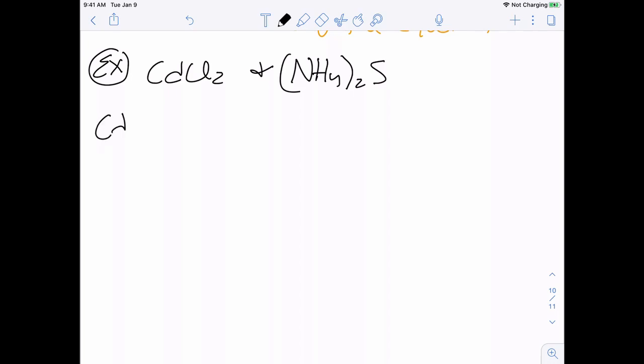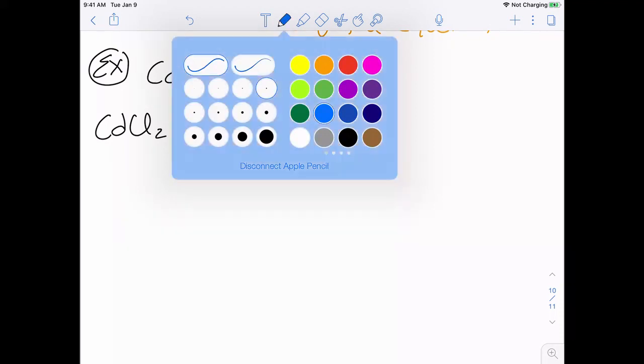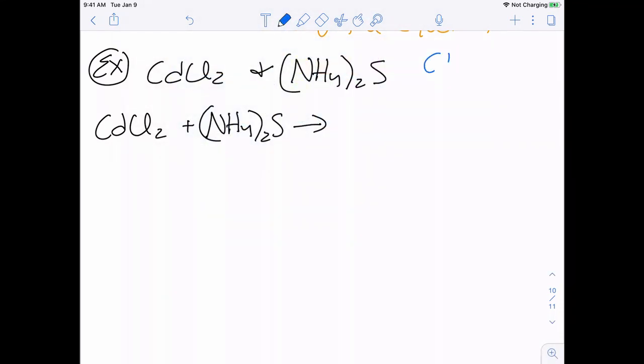So cadmium chloride is reacting with ammonium sulfide. And we are going to separate those into ions. So cadmium has a +2 charge, chloride has a -1 charge. In cadmium chloride, there's 2 chloride for every 1 cadmium, but I don't really care about that right now. Ammonium, NH4, with a +1 charge, and then sulfide, S, with a -2 charge.